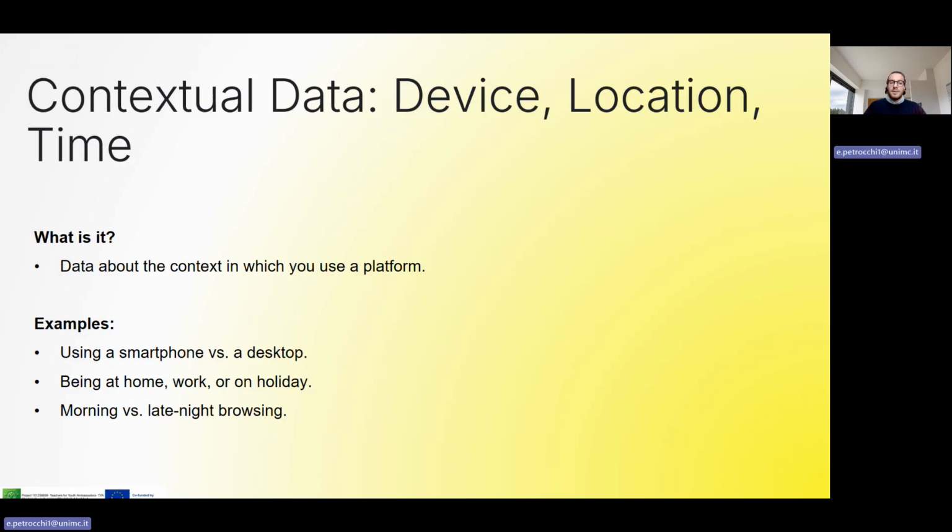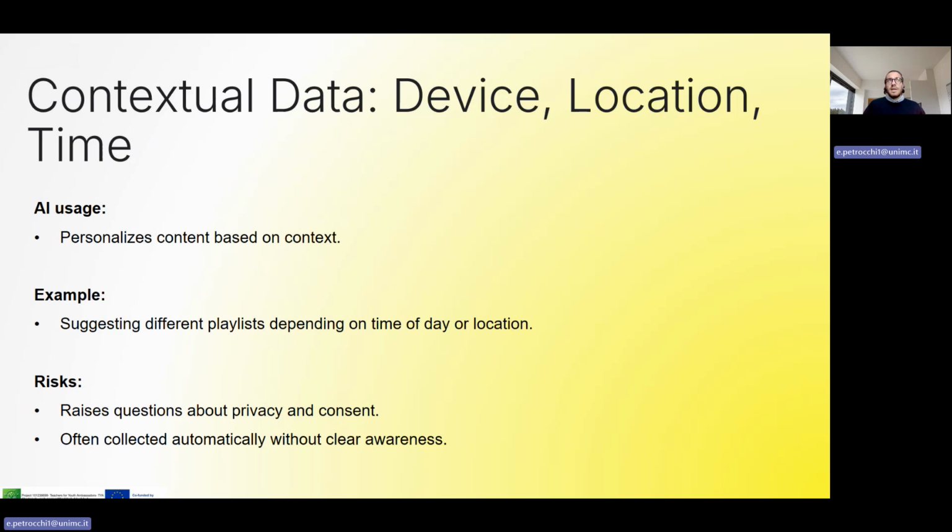Contextual data, on the other hand, are data about the context in which we use the platform. Examples concern using a smartphone versus a desktop, or being at home, at work, or on holiday, or morning versus late night browsing. And of course, AI systems can personalize content based on context. An example is suggesting different playlists on Spotify depending on time of day or location. And of course, there are some risks related to privacy and consent, because these kinds of data, but also implicit data, are often collected without clear awareness of the users.